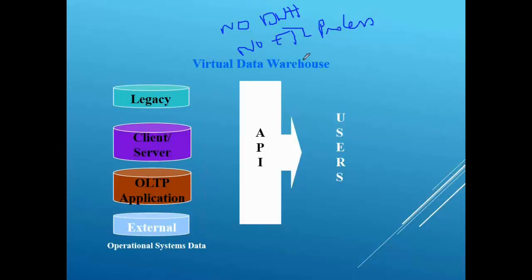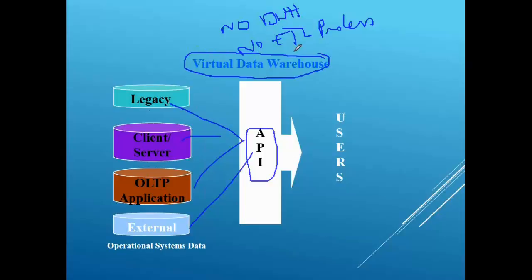No data warehouse and no ETL process. You're just going to perform the reporting. API is nothing but reporting, application interface. So you're going to perform the reporting on top of the OLTP system itself, the operational system itself. This is called a virtual data warehouse architecture.